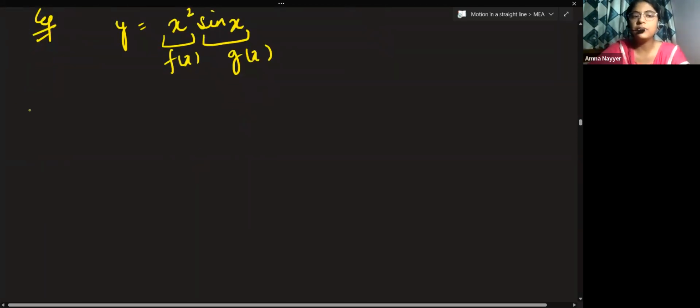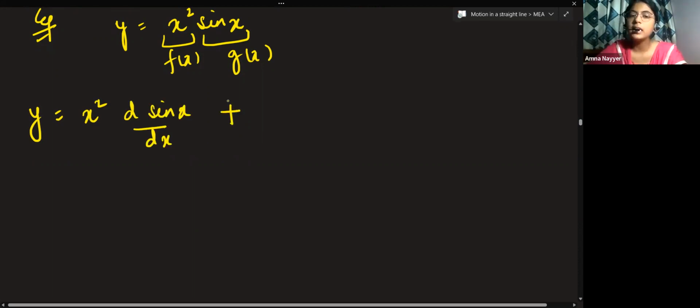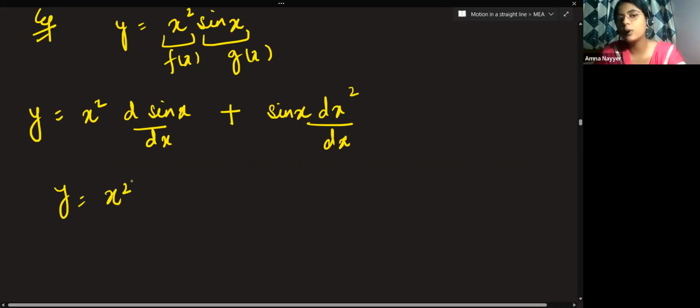So what did I tell you? Keep the first function as it is. Let's say x square is kept as it is, and differentiate the second function. The second function is sine x. Differentiate this and put a positive sign. Now keep the second function as it is, and differentiate the function which wasn't differentiated earlier, d x square divided by dx. Now x square is acting as a constant, so we are not disturbing it. Differentiating sine x gives you cos x. So sine x differentiated gave us cos x, plus.